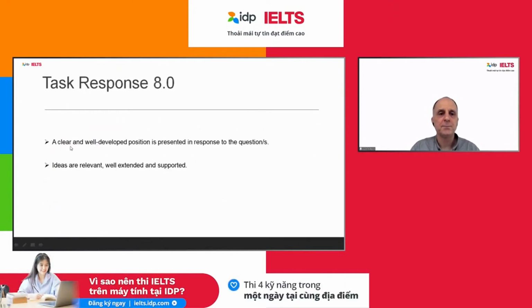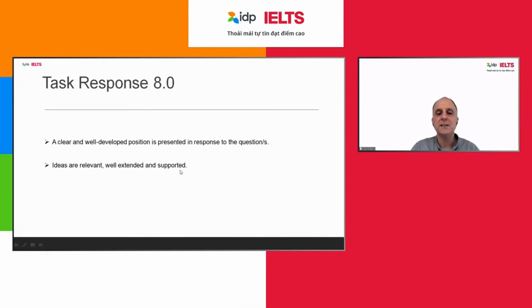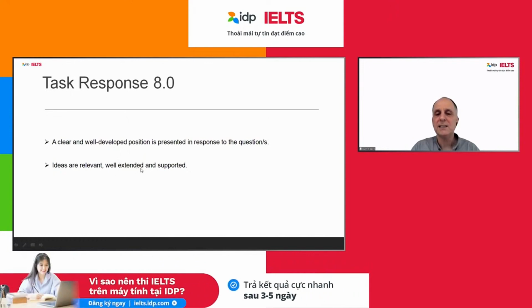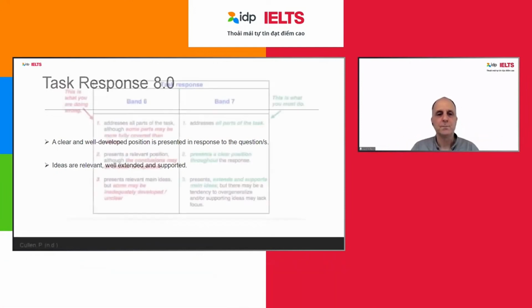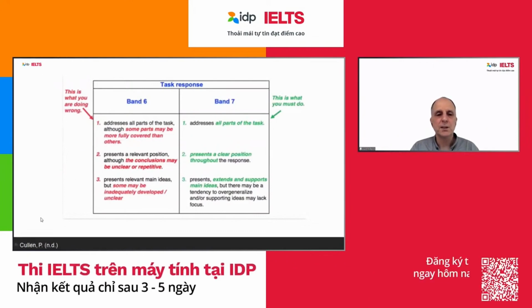Now, for an 8, a clear, well-developed position. Ideas are relevant, well extended, and supported. There's our extension as well. So making sure that we have nice, clear body paragraphs, not just listing. We've got to extend them, give examples. Now, this is also from Pauline Cullen. She has very clearly highlighted this.